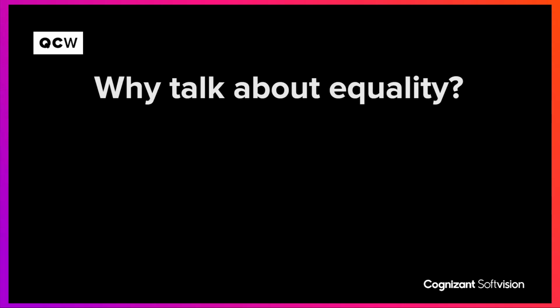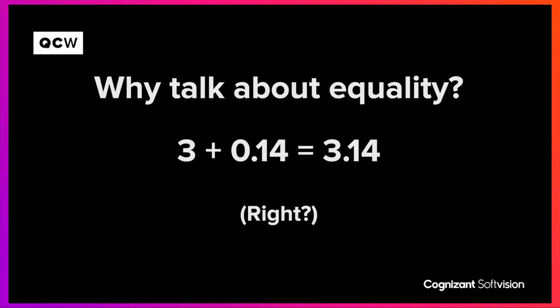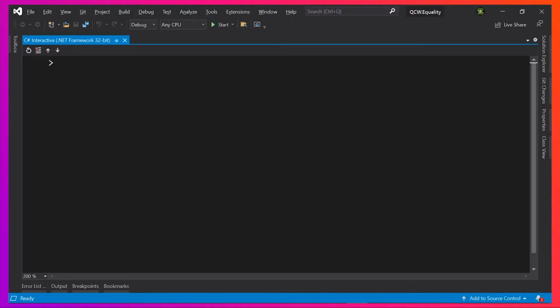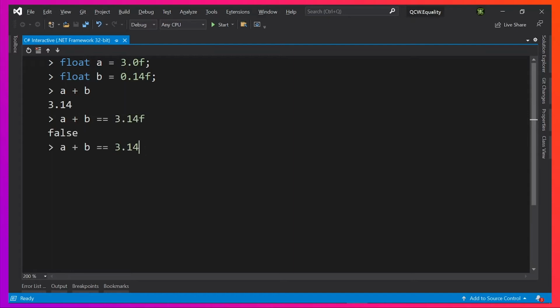Some of you may wonder why talk about equality. After all, we all know that 3 and 0.14 makes 3.14, right? Let's check just to be sure. I've declared two variables of type float that add up to 3.14. So the sum should equal 3.14, right? Well, it looks like C# begs to differ.